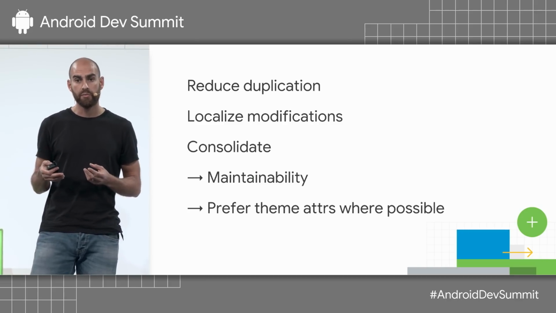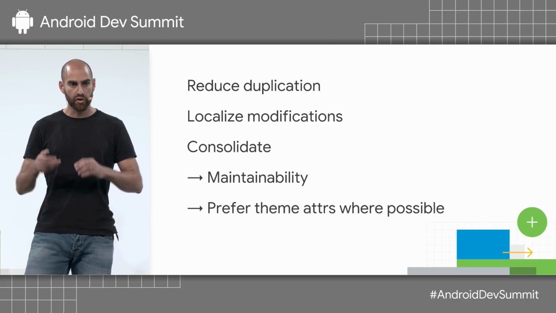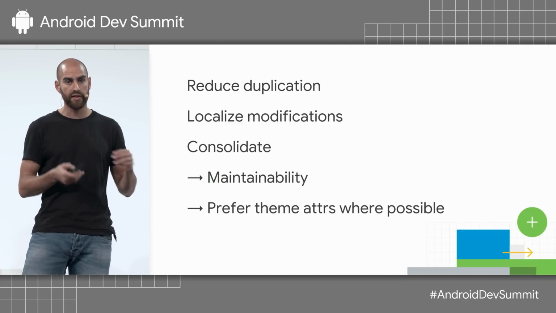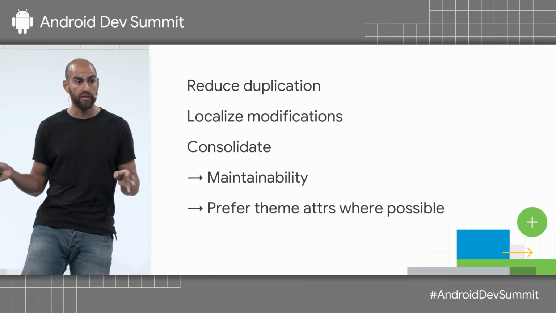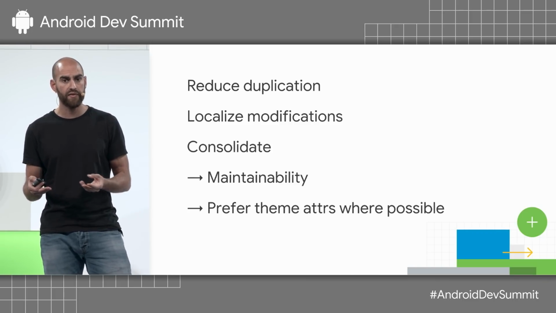It also localizes the modifications. So that means that if you need to change an attribute, you just go to that one place where it's defined and change that, rather than having to track it down where it's leaked out into all the variety of styles you have across your code base. It also has the benefit, I think, of consolidation.